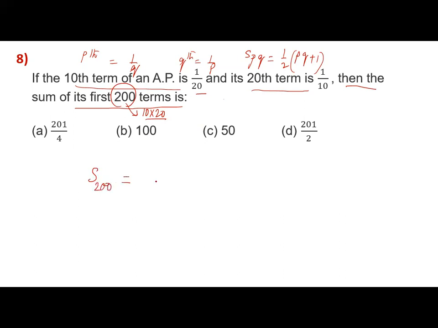So S200 is equal to half into 20 into 10 plus 1, half of pq plus 1. So it will be 201 by 2. This is the answer.